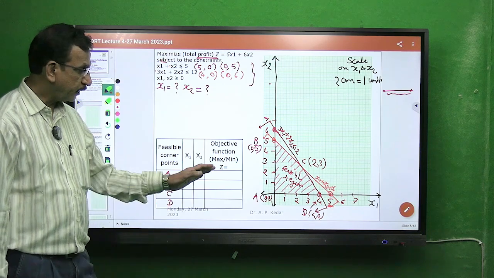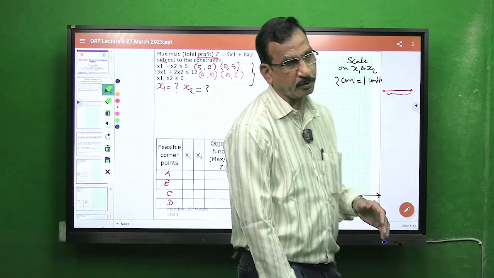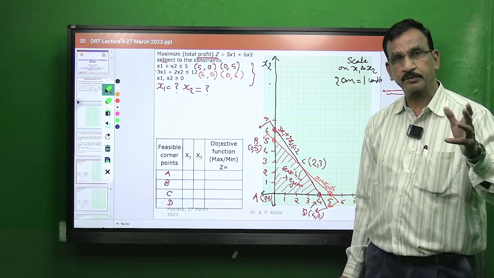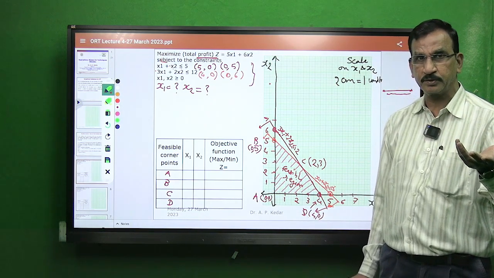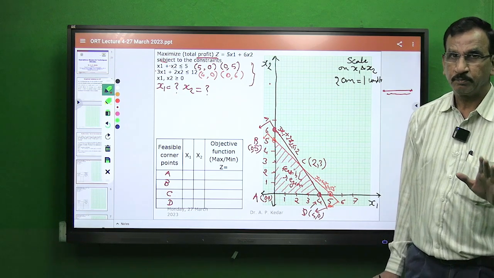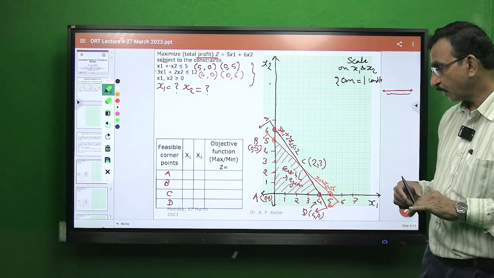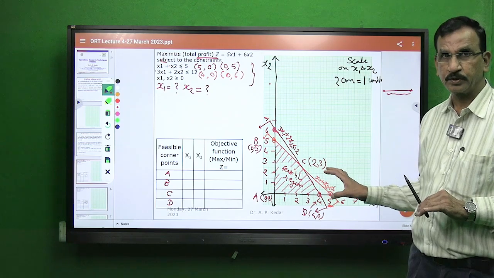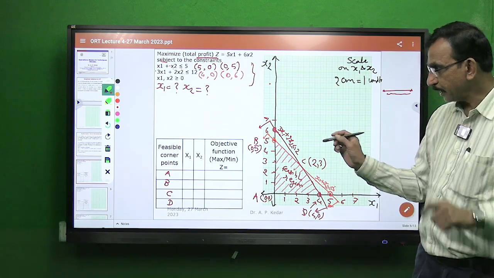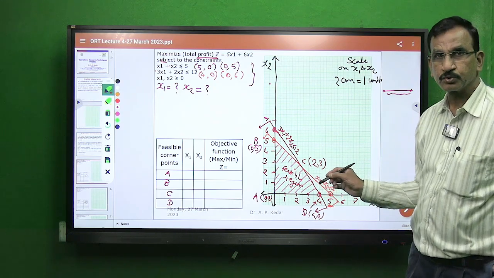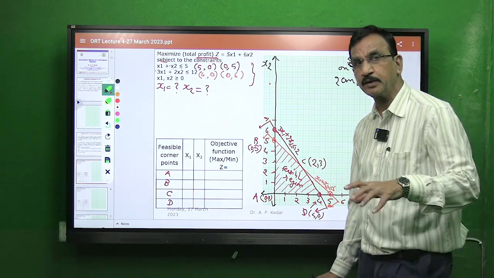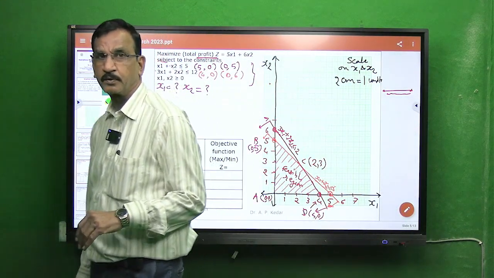Remember, depending upon the case in the given problem, you may sometimes have only two feasible points, sometimes three feasible points, sometimes more than four feasible points also, that is possible. But you have to be very careful, you have to identify feasible corner points. That we did. And now what we will write? We will write the values of x1 and x2 coordinates for those feasible points which are representing our solution zone.